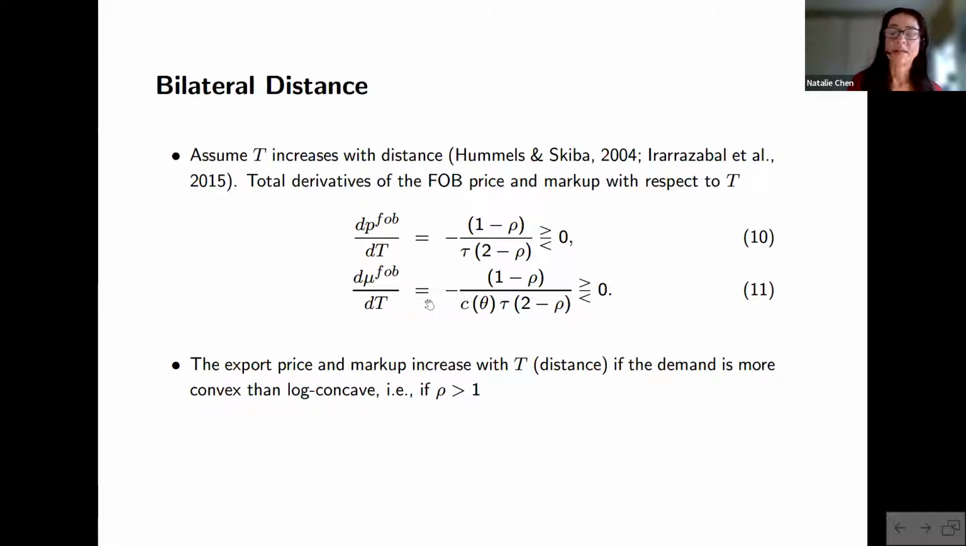So we know from the data that the markup and the prices tend to increase with bilateral distance. So the two total derivatives here should be positive. For the two total derivatives to be positive, what we need is that the convexity has to be larger than 1. So a demand function with a convexity equal to 1 is actually log concave. So here we can conclude that for any demand function that is more convex than log concave, the price and the markup will increase with bilateral distance.